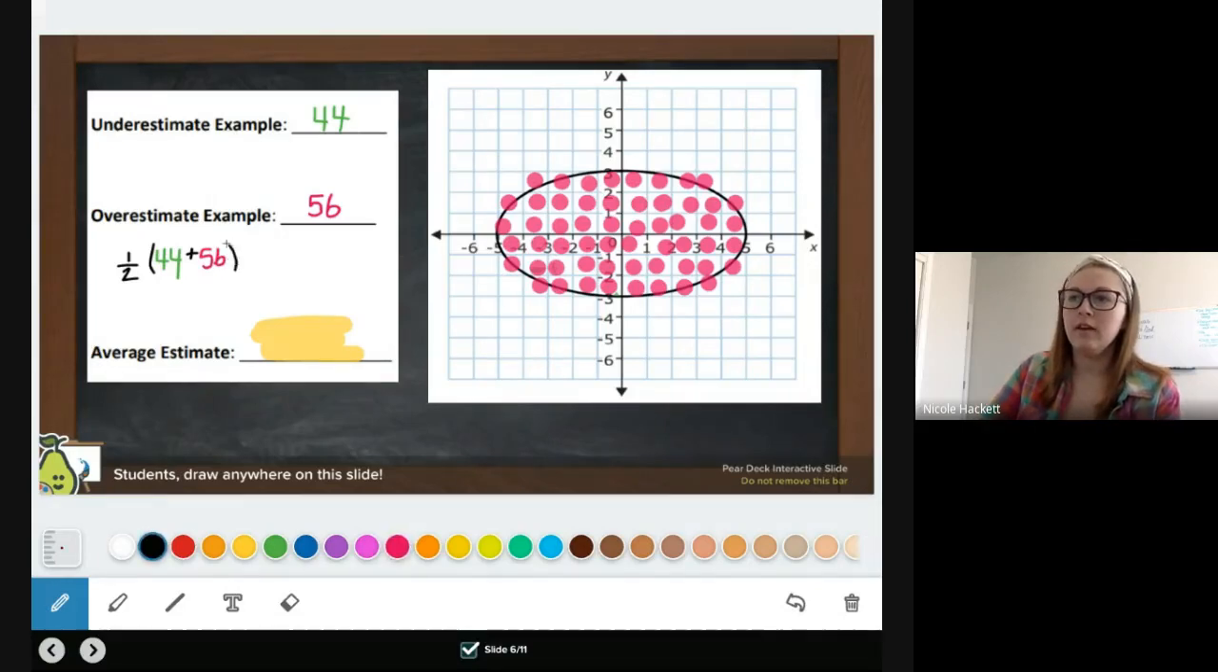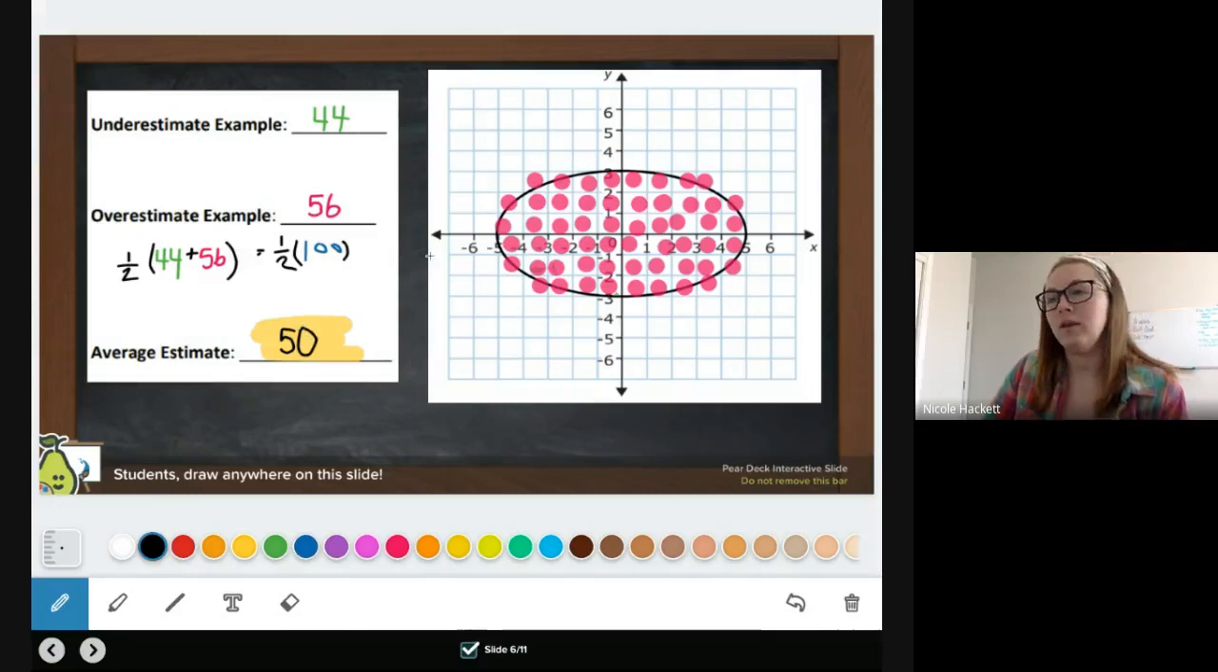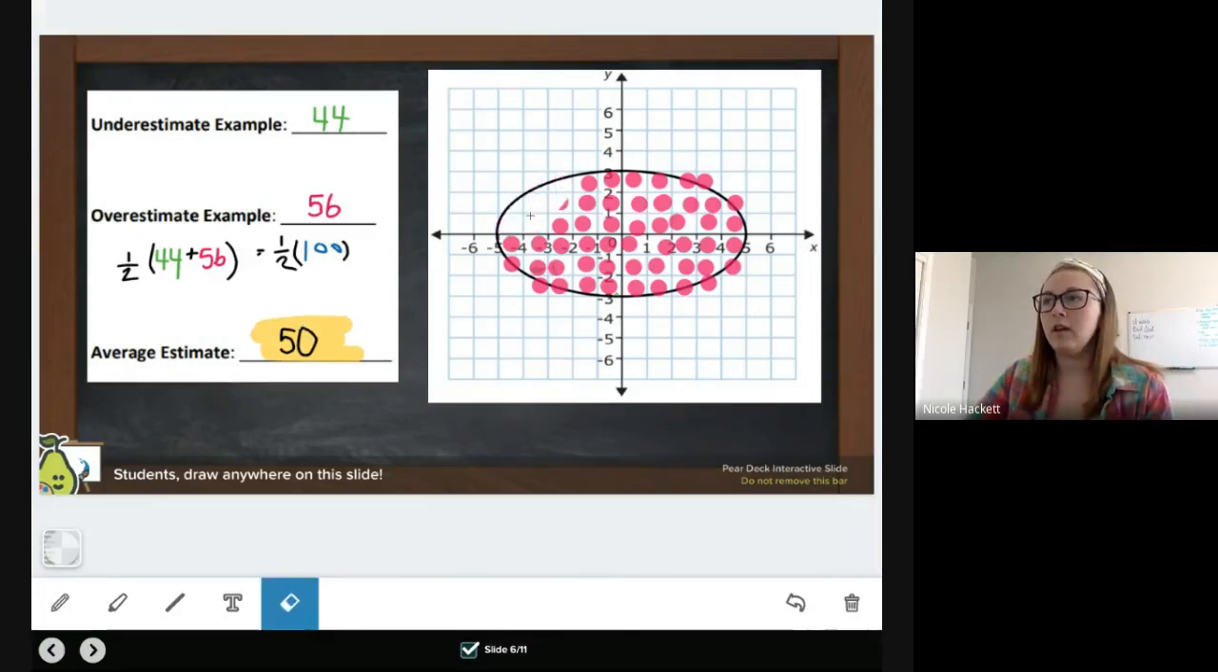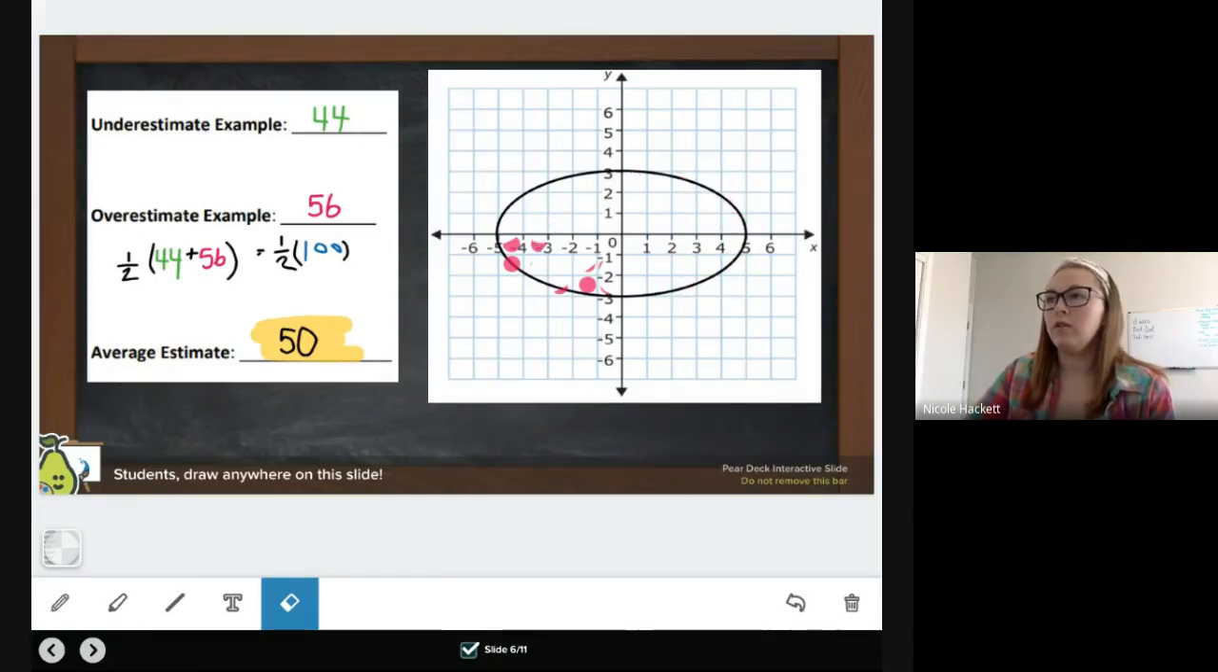So we're going to take our calculator here. We're going to add up 44 and 56, and we get a solid 100. So we need to get half of 100. That's the same as 100 divided by 2, and we all know that's 50. So our average estimate is about 50. So we know that it covers about 50 square units, whatever those units are, those little 50 squares.